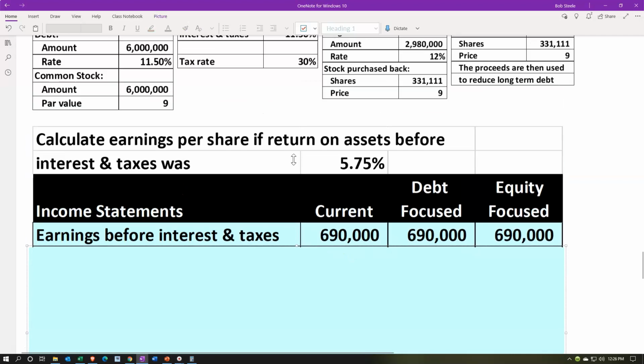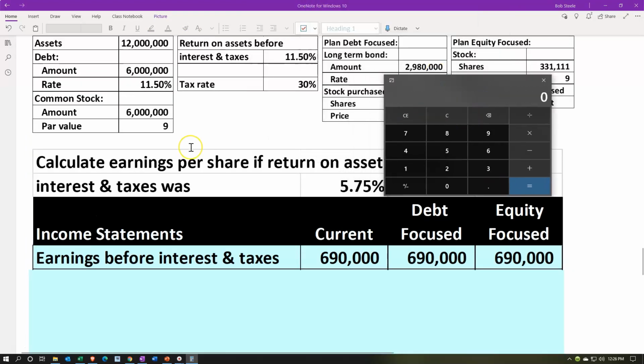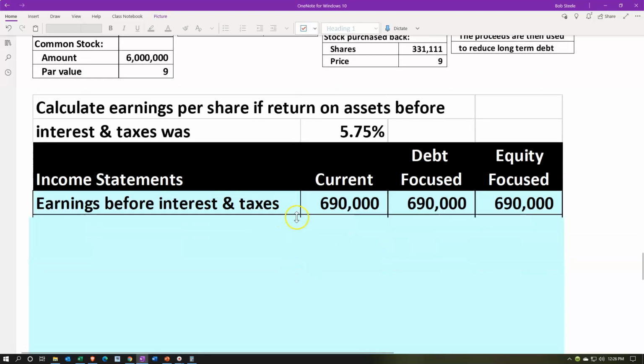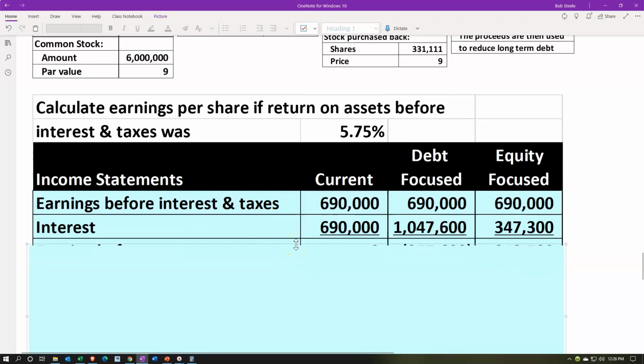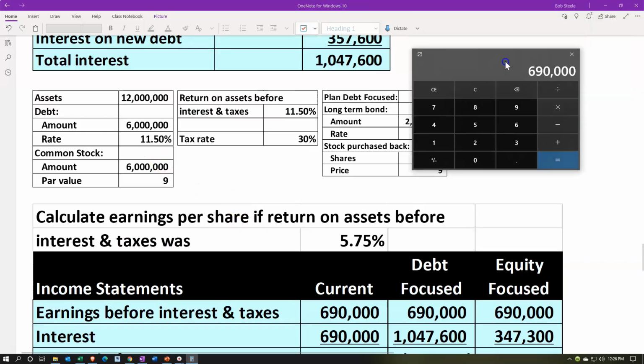Earnings before interest and taxes now. We're going to get a return on the assets. The assets are at the 12 million times the return, which is 0.0575. That's going to be the 690,000. Then we're going to have the interest calculation. The original debt was once again that 6 million. So we'd take the 6 million times the 0.115, and that's going to give us our 690,000.